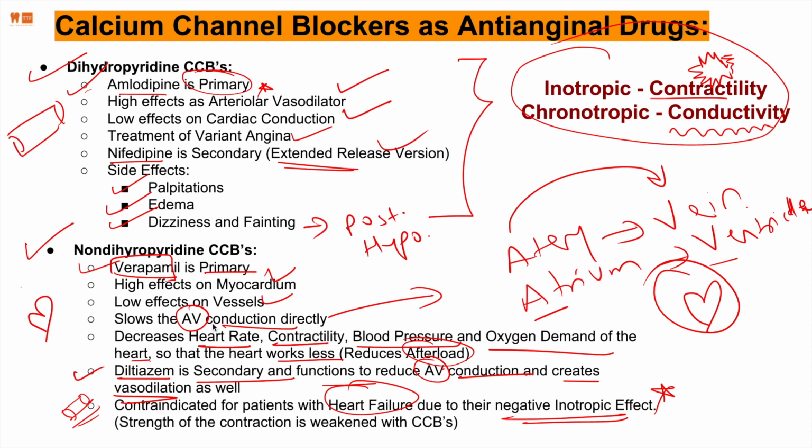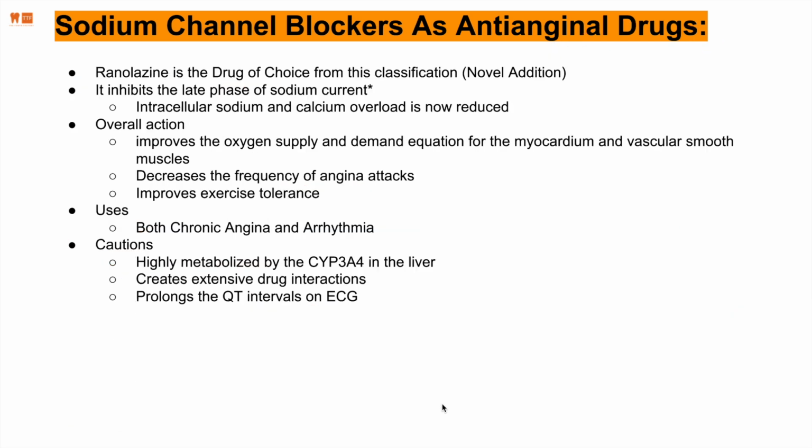What does CCB do? It provides negative inotropy. We know that it reduces contractility, right? But in a heart failure case, we need contractility. We need a drug that increases inotropy, increases chronotropy, right? So in a patient who is already in heart failure, calcium channel blockers are going to give negative inotropy. Therefore, the strength of the contraction is weakened with CCB. So something to keep in mind.